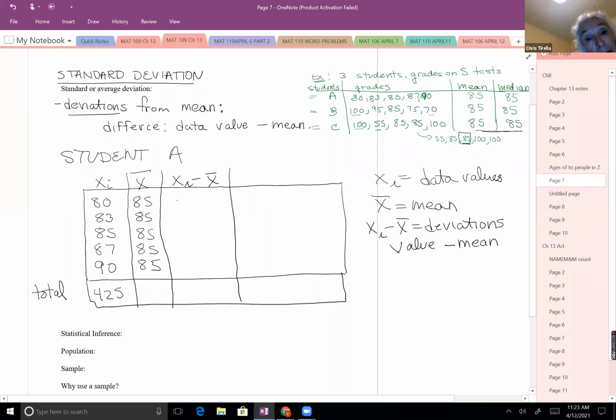So 80 minus 85 would be negative 5. 83 minus 85 is negative 2. 85 minus 85 is 0. 87 minus 85 is 2. 90 minus 85 is 5. And so those are my deviations. Now, if I look for that standard deviation, that's like an average, I'm going to put that in quotations, though, of the deviations.